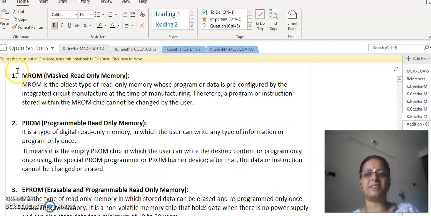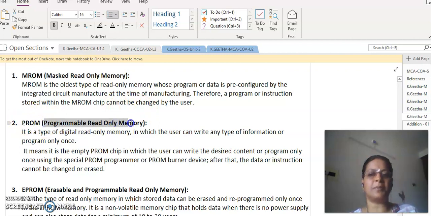As already discussed, one is called MROM, masked read-only memory. It is the oldest type of read-only memory, and it can be configured by any integrated circuit manufacturer at the time of manufacturing. So usually it will contain the program or the instructions within the ROM chip, and it cannot be changed by the user. The next one is called programmable read-only memory.